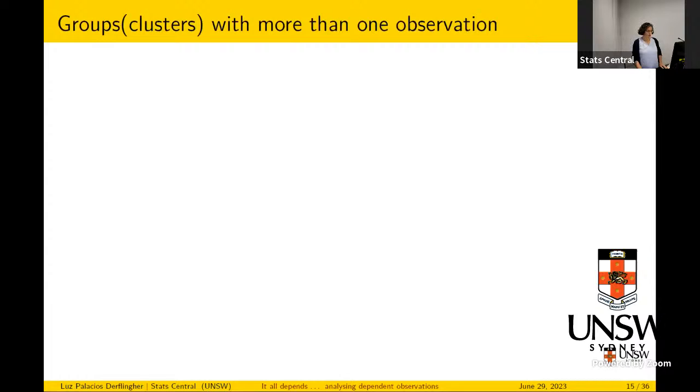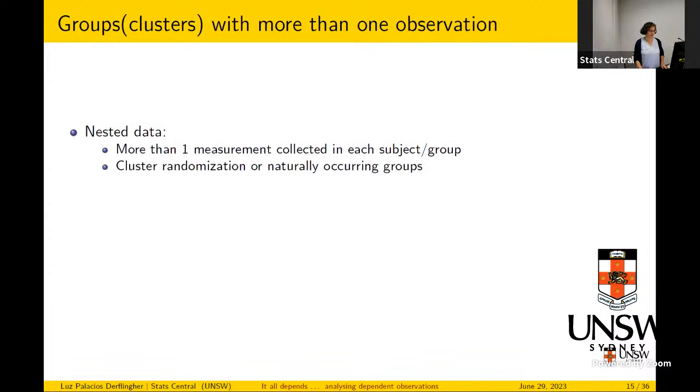Now, what happens if we have groups or clusters with more than 2? Then we can have nested data, and when we have nested data, we have more than one measurement in each subject. It can happen either that we have an RCT, and then we have clusters. We create the clusters because sometimes it's easier to randomize to one cluster than the other.